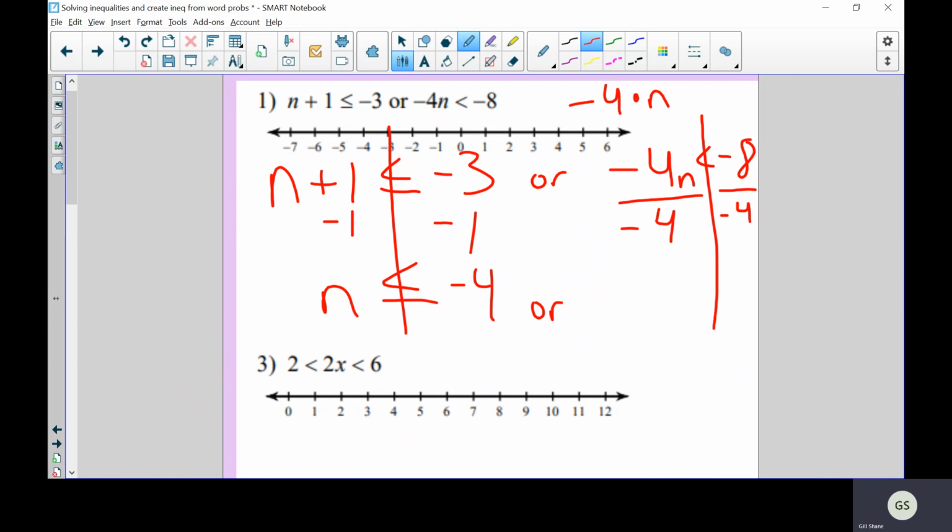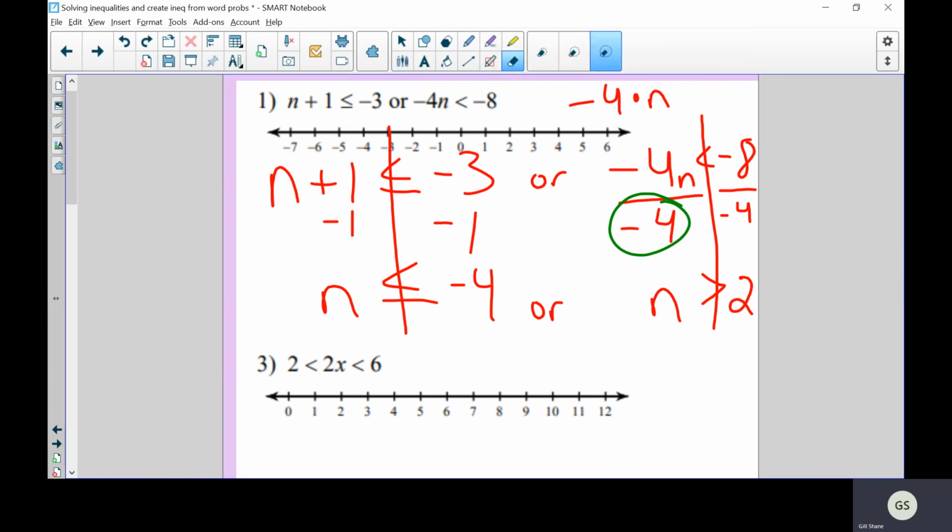Now I do have to flip the sign because I just divided by a negative right there. Top number didn't matter. That -8 didn't matter. What matters is what I divided by. So in green, I divided by a negative. Well, that means n is all by itself. I flip the sign, and I get +2. So n, or all of our solutions, all of our answers, they need to be less than or equal to -4, or they could be greater than 2.